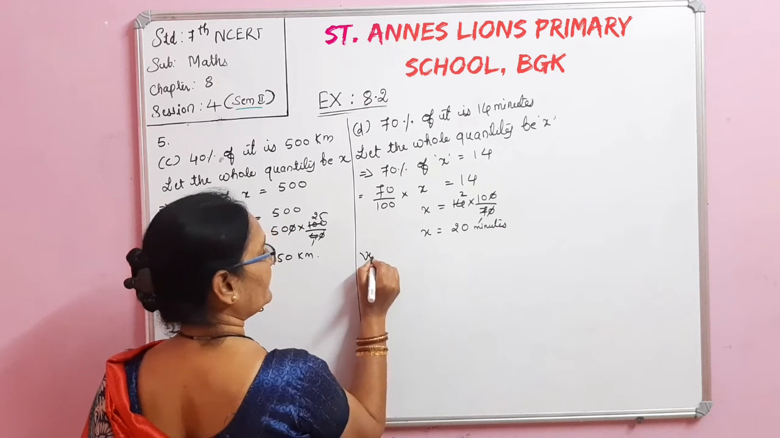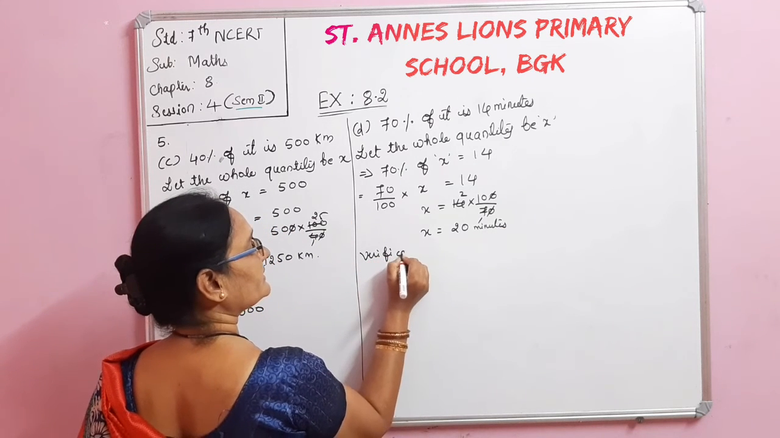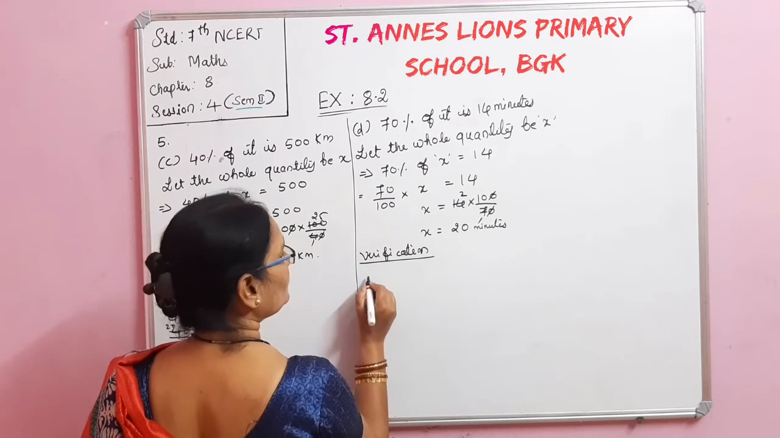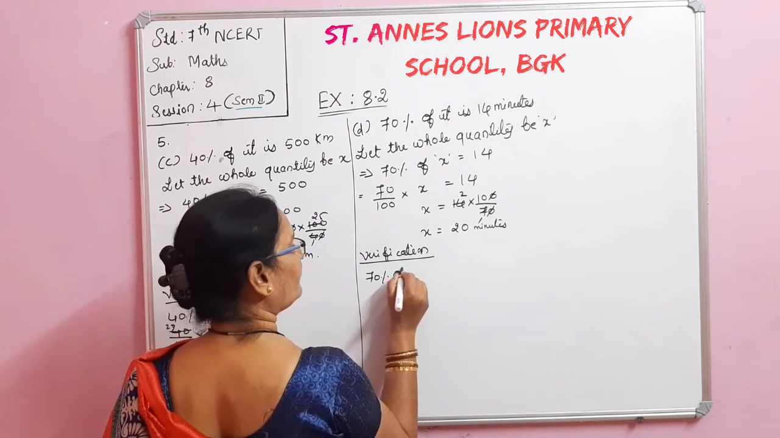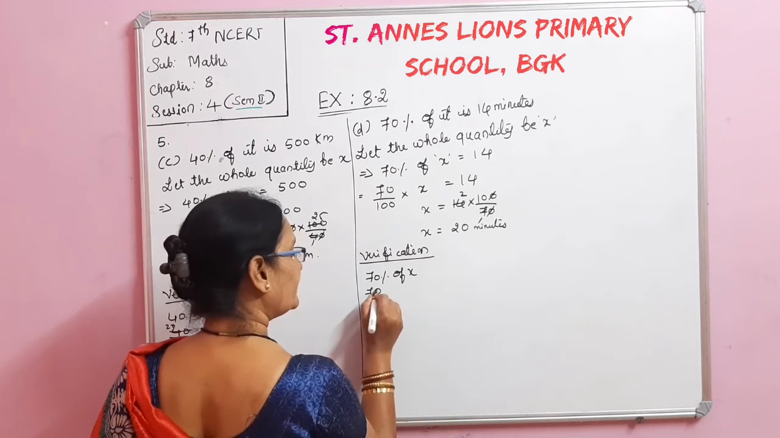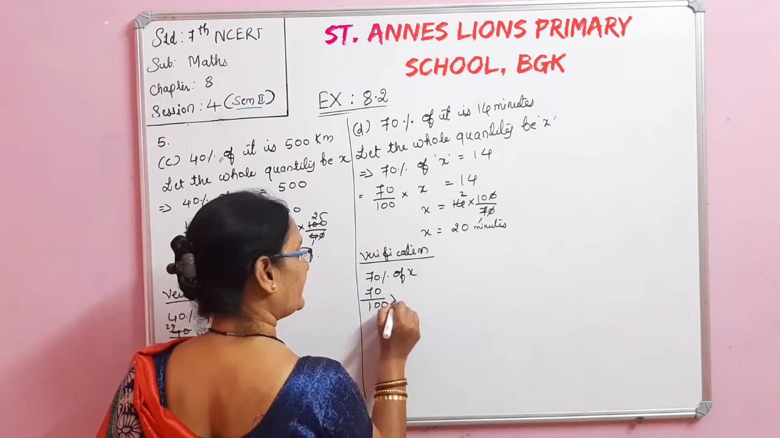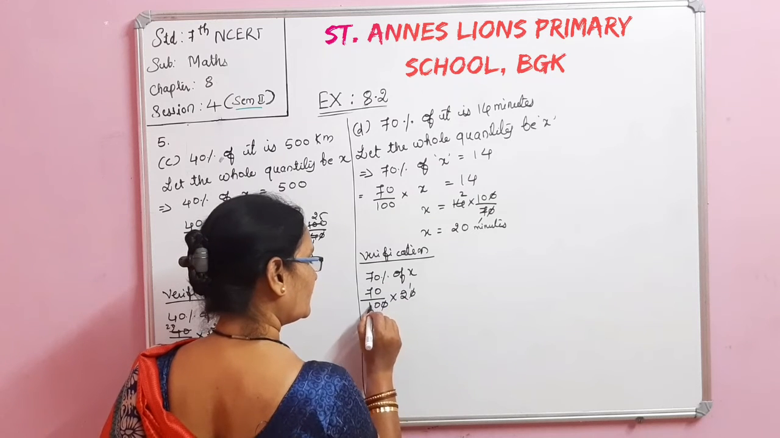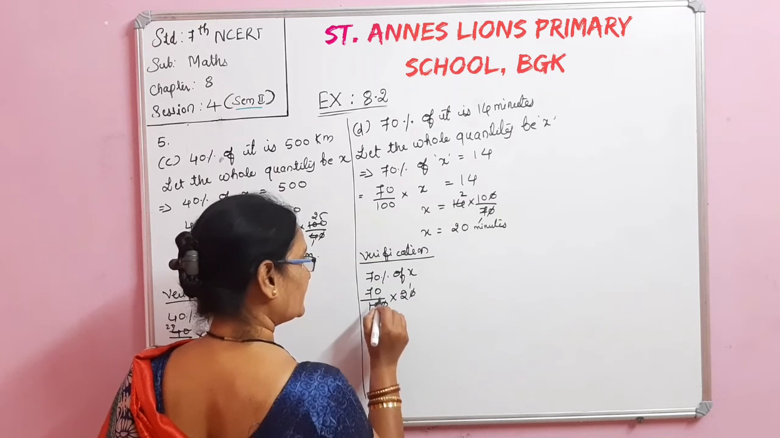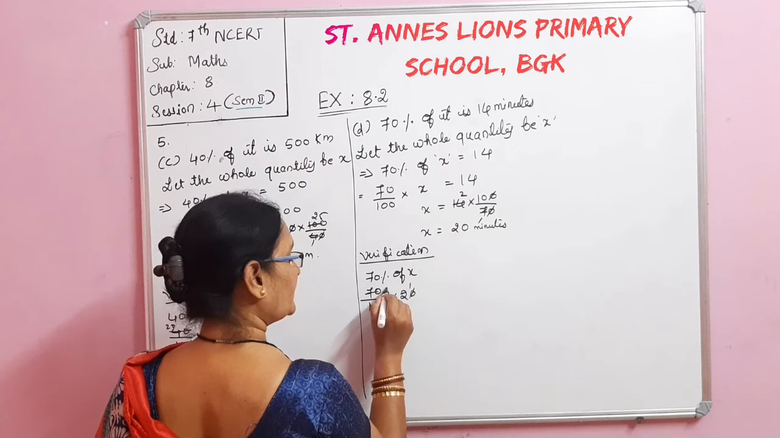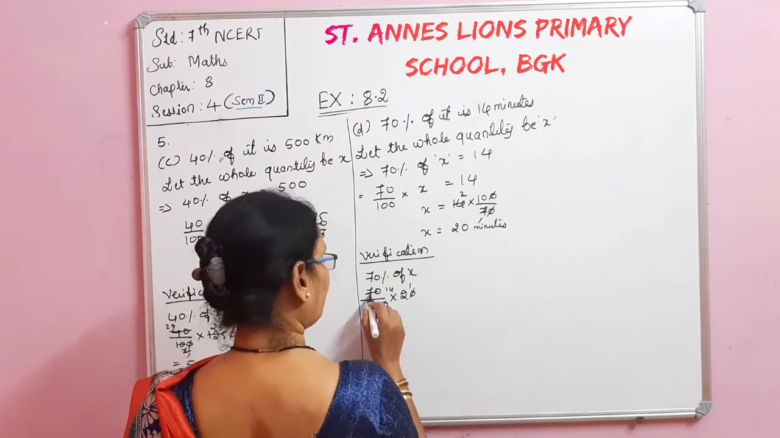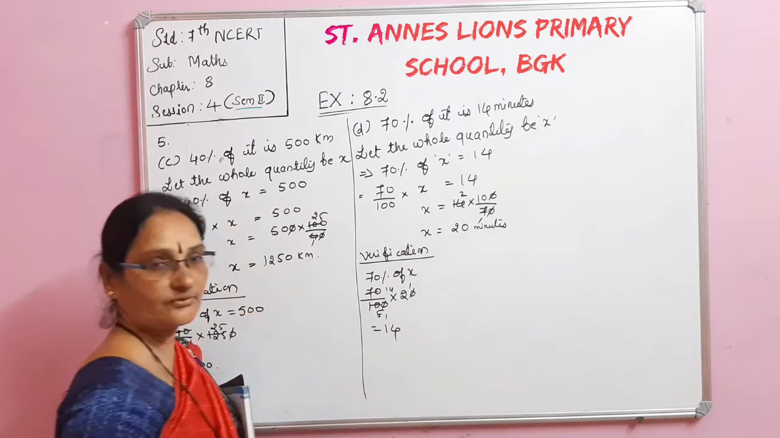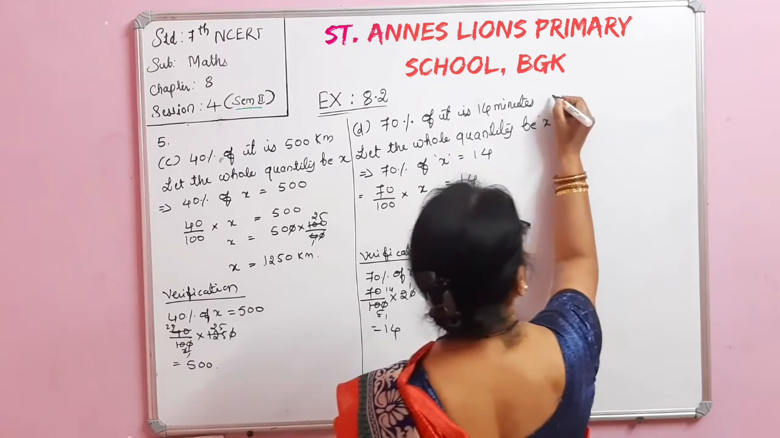Okay. Now we will do the verification whether the answer is correct or not. Verification, how to do? 70% of x. 70% means 70 by 100 into here 20. 0 0. 2 1s are 2, 5 1s are 5, 1 4s are 14, 5s are 70. 5 1s are 5, 2 remain, 4s are. Answer is 14. Verification is done. The answer is correct.